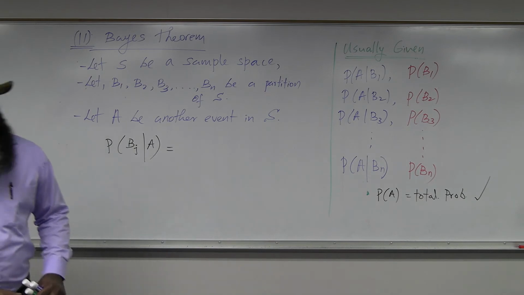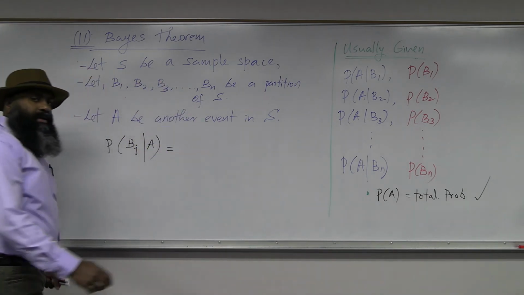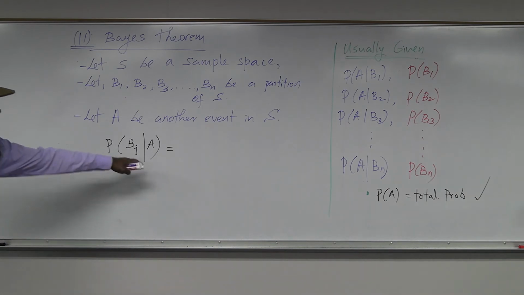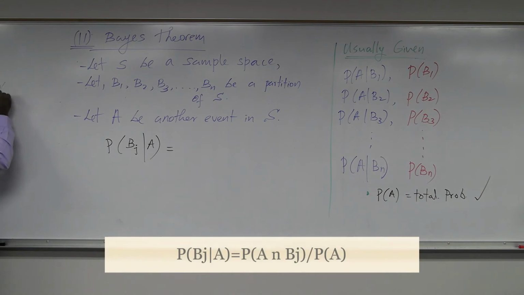well, shall we derive the equation real quick? Now, derivation part is outside of the theorem. Now here's the derivation. I need probability of B sub J given A. If I write down the definition of the conditional probability, numerator of this one will be probability B sub J intersection A, right? Divided by probability of A. Now that's very straightforward.